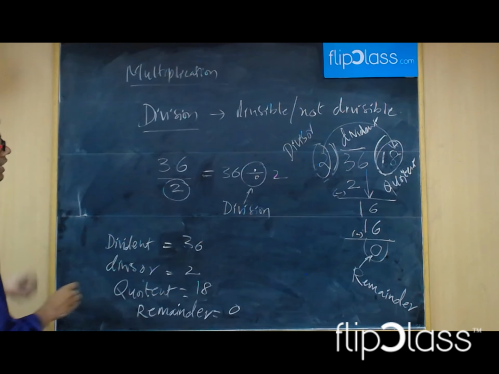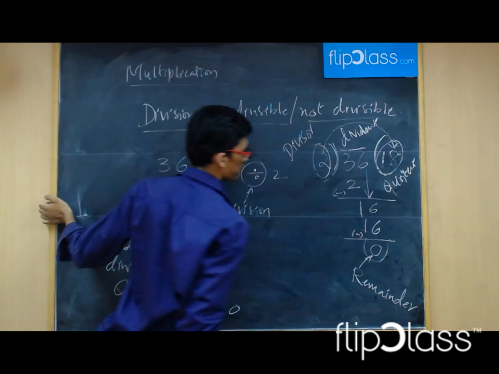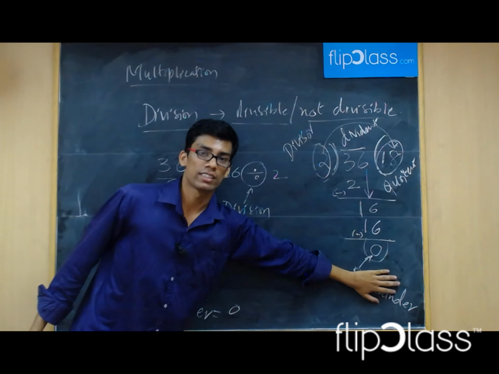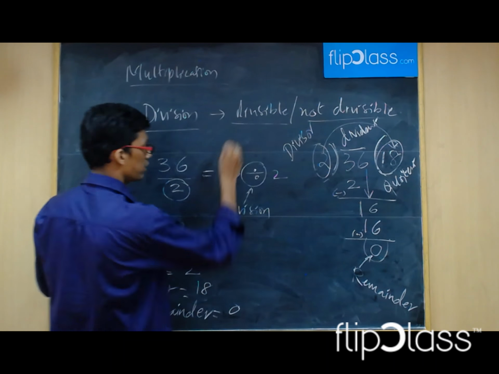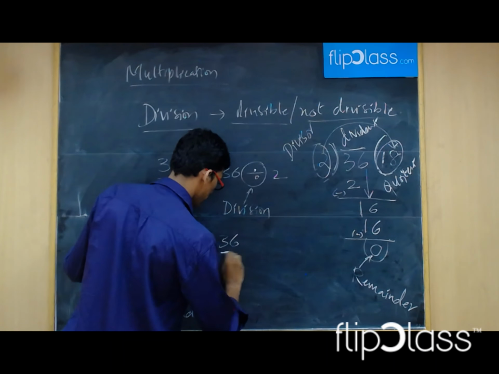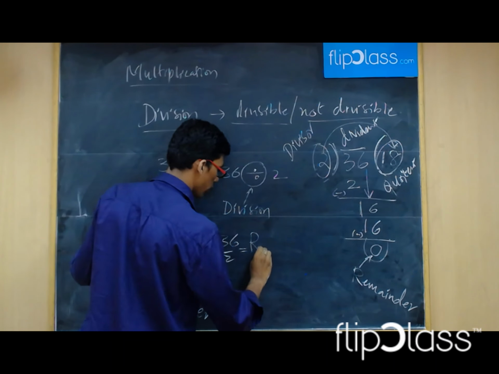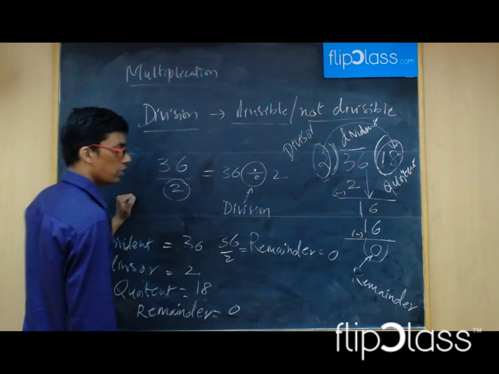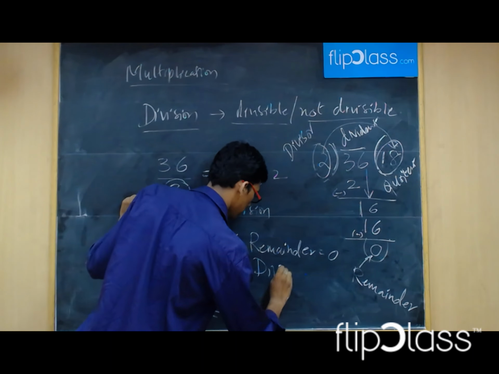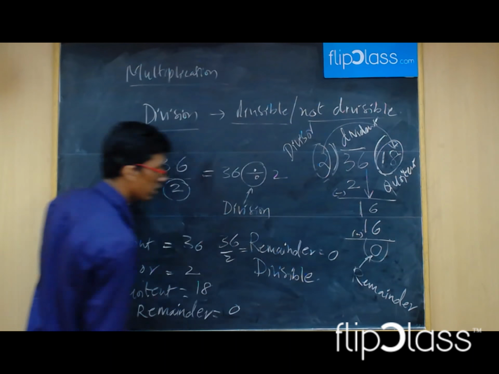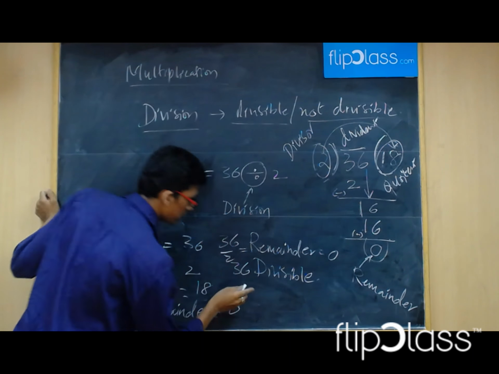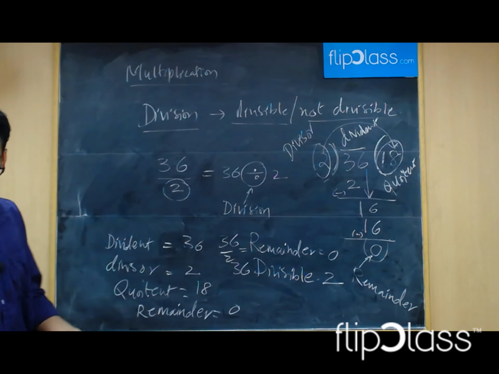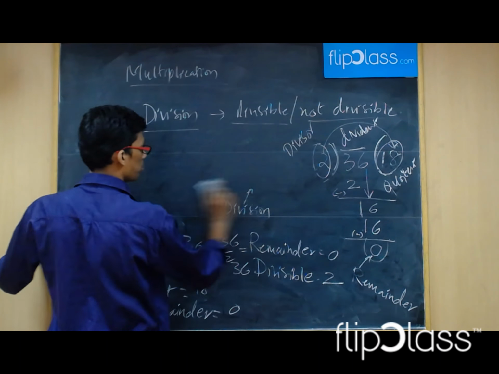So now here we have to understand what is divisible and what is not divisible. See, whenever you are dividing a particular number and you get the remainder as 0, you say that number is divisible. So when you say 36 by 2, the remainder that you have got is 0. So this number is called divisible. Number 36 is divisible by 2. Okay, so let's take an example and see which number is not divisible.